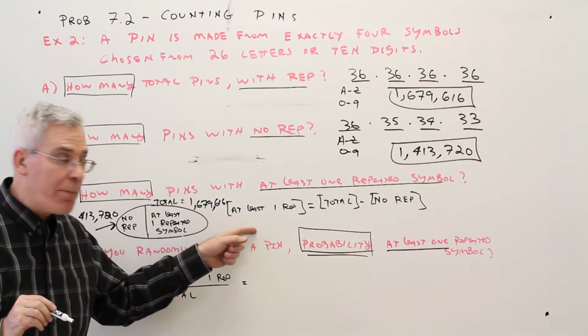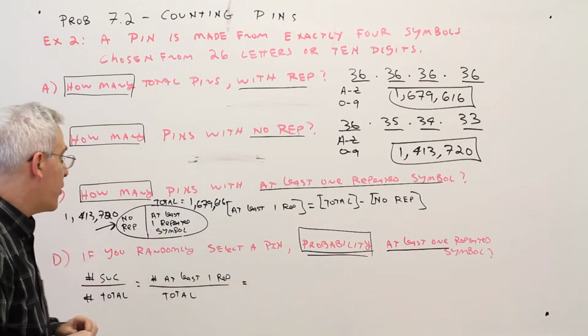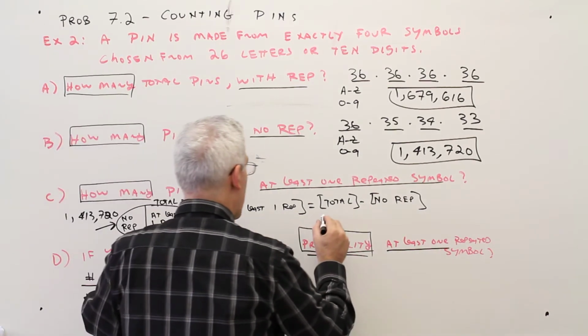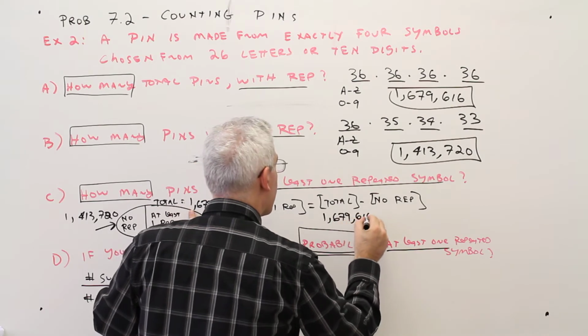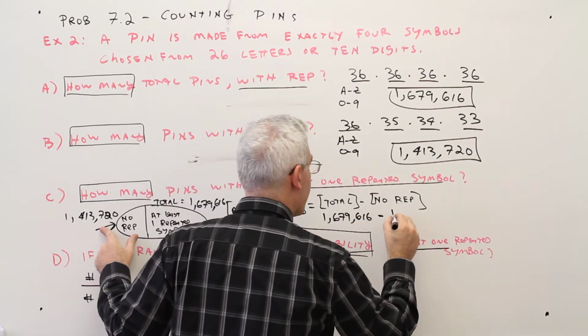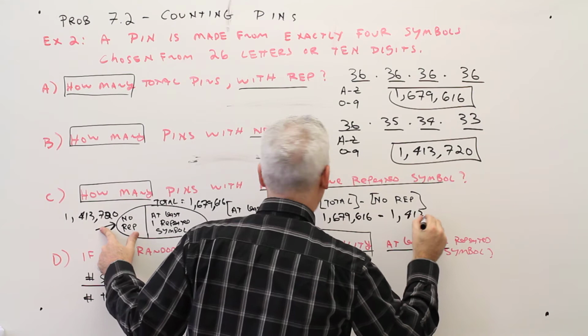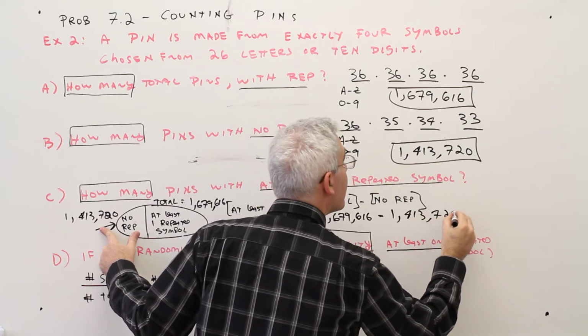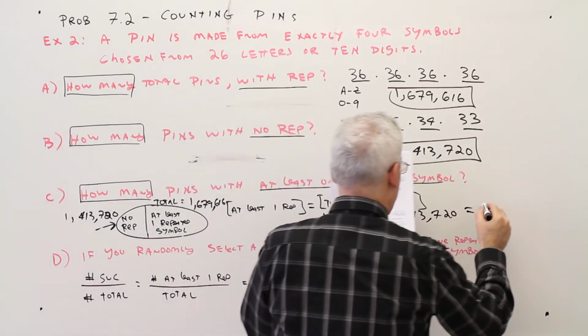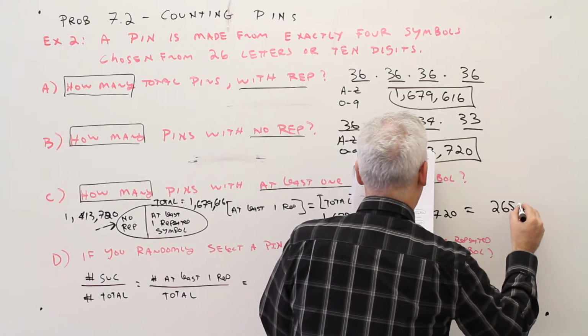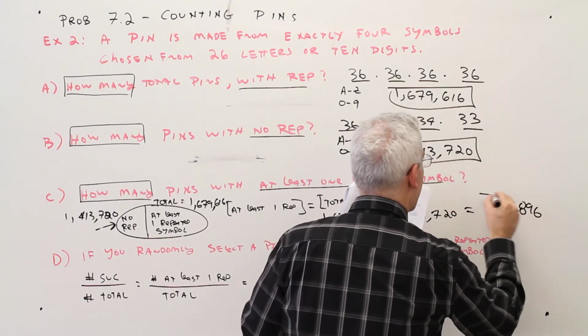So at least one repetition will be total minus no repetition. Or in this case, 1,679,616 minus 1,413,720. And if we punch that out, we get 265,896.